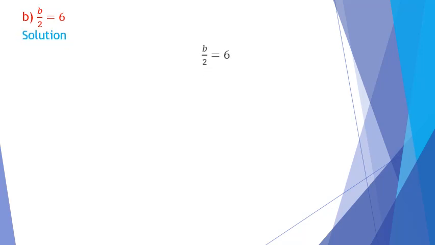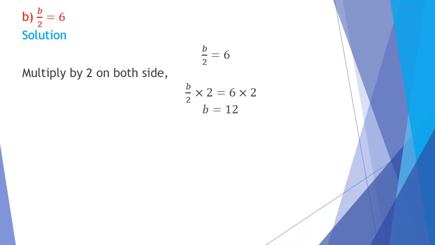B. B by 2 equal to 6. To remove 2 from LHS, here B is divided by 2. So you have to multiply by 2 on both sides. So B by 2 multiplied by 2 equal to 6 into 2. 2's are cancelled on LHS. So B equal to 12 is the solution.